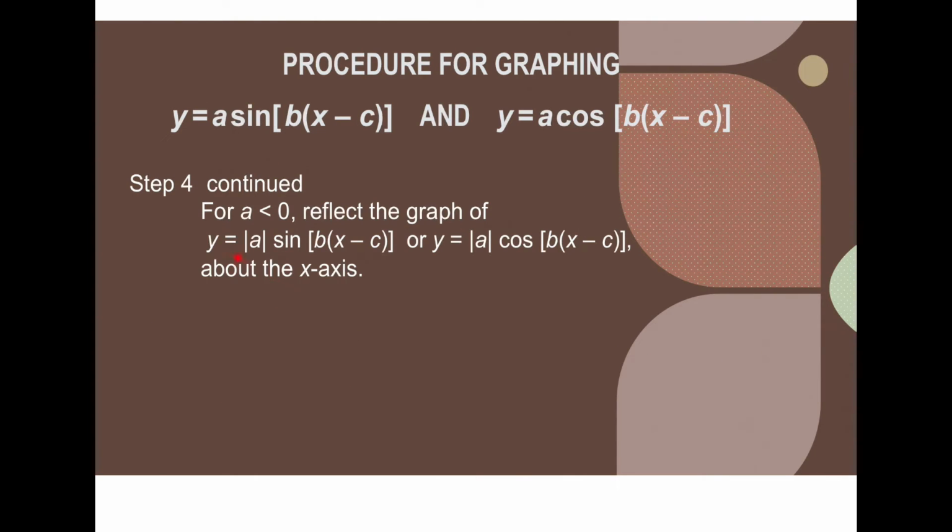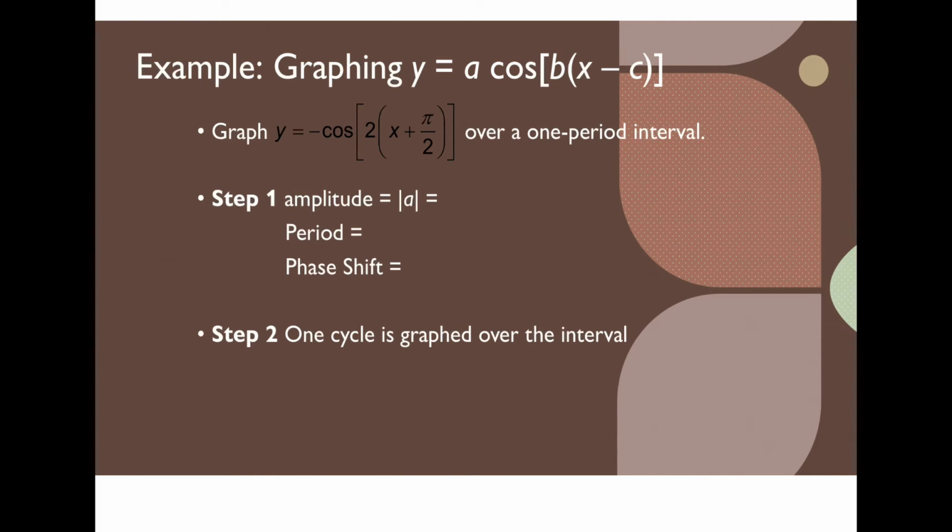We also want to keep in mind, of course, the situations where a is negative. In the case of a, the number out here being negative, remember that reflects the graph across the x-axis. And so it'll be the opposite of whatever we would have if it was not negative. So if the absolute value of a was the case, then this is going to be the opposite of that, reflected across the x-axis. So let's look at an example with a cosine here.